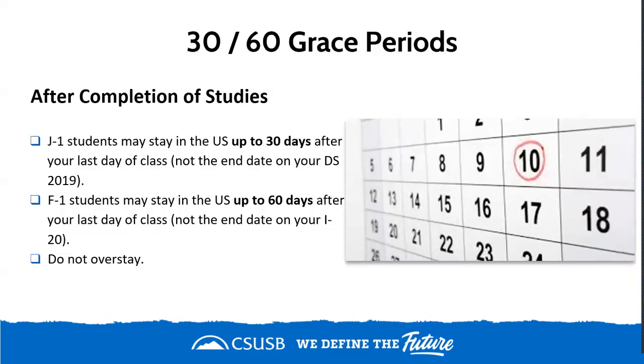For J1 students, you have up until 30 days after your last day of class to leave the U.S. This is when you graduate or finish your program that you may finalize any personal things that you have going on, finish out your lease agreement, sell off any cars, close out any bank accounts. For F1 students, you have up to 60 days grace period to do the same thing.